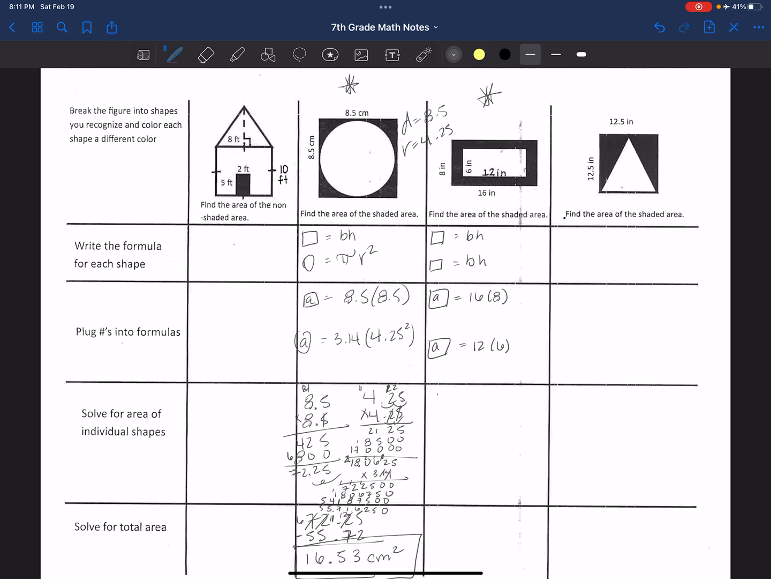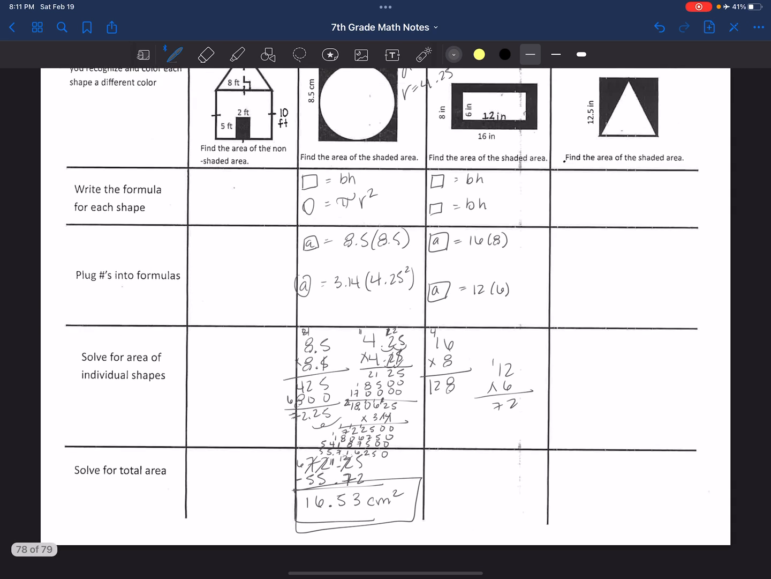All right, let's do 16 times 8 first. 6 times 8 is 48. So that one's 128. 12 times 6, which honestly I wish I memorized, is 72.